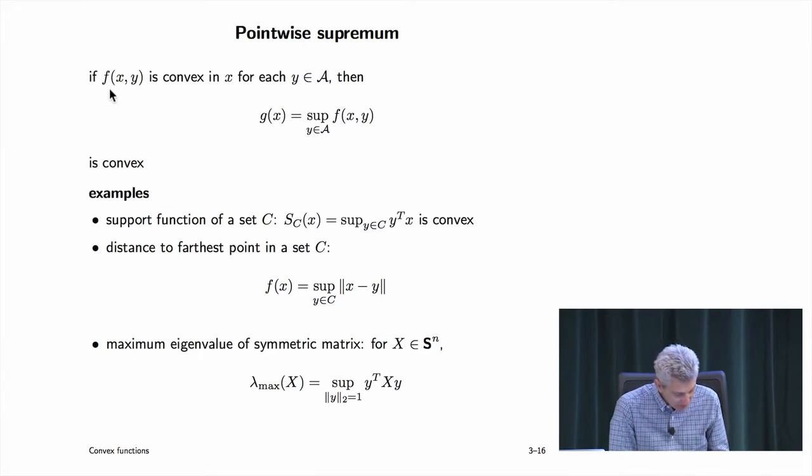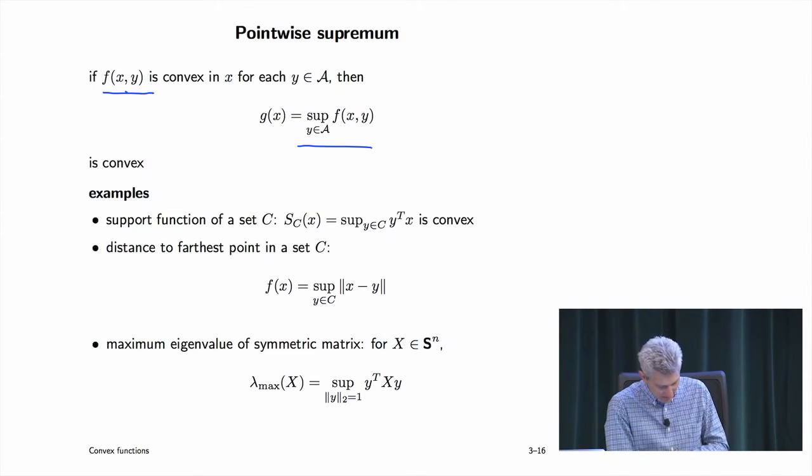So the idea is this. If you have a function f of x and y, y actually can be completely abstract. It does not have to be a vector in Rn, right? It could be indexed by strange things or strings or, I don't know, anything, right? Doesn't matter. It says that if this function is convex in x for each y, then the supremum of these functions is convex in x. And we can look at some simple examples. Here's one. The support function of a set is this.